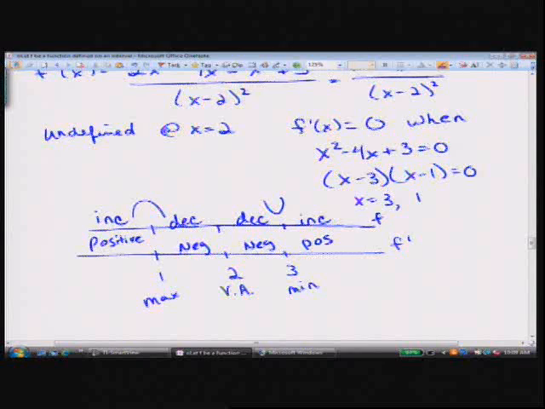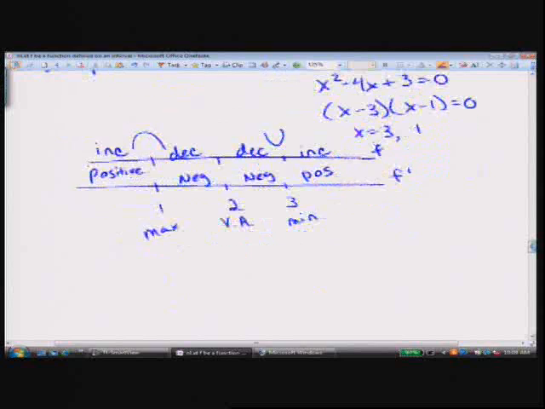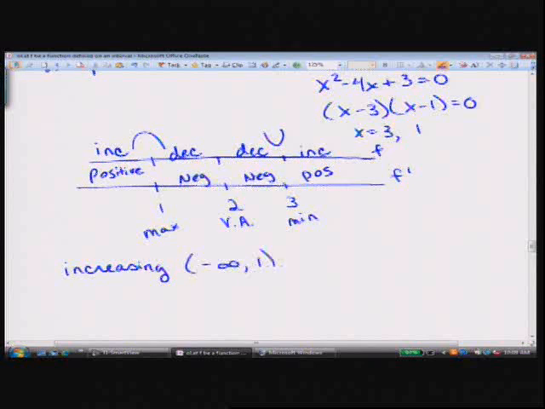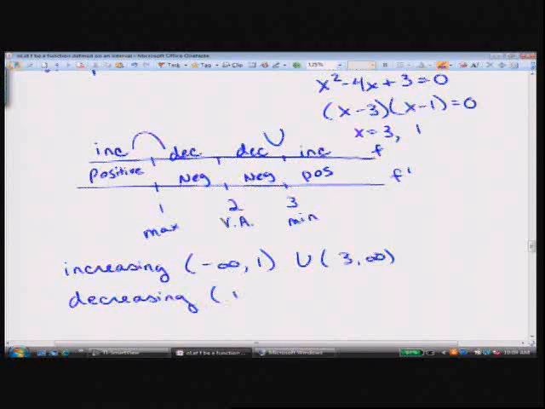Okay, and so we would say that this function is increasing on the interval from negative infinity to 1, union 3 to infinity, and it is decreasing from 1 to 2, union 2 to 3. We can't say that it's decreasing from 1 to 3 because it's undefined at 2.